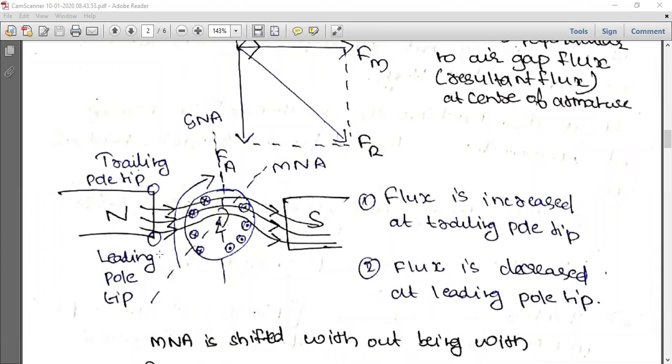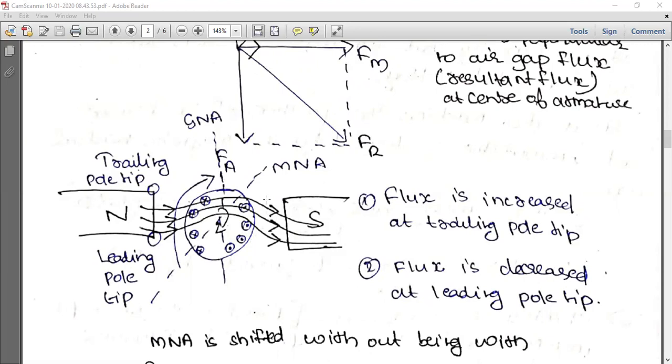This is one concept. For further understanding, please listen. We have a north pole and a south pole, and we have the armature conductor, and its direction is determined. Near the north pole it will be into, and near the south pole it will be outside. So you know how to determine that. Here we have the armature field, and this is the main field.